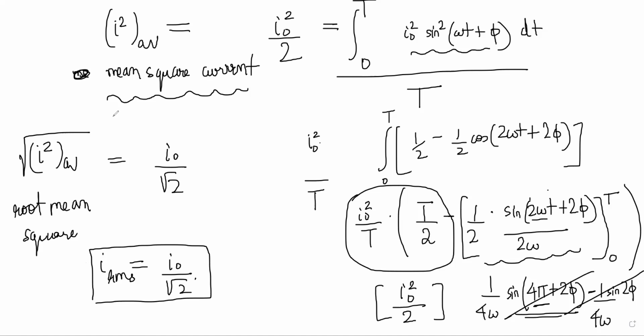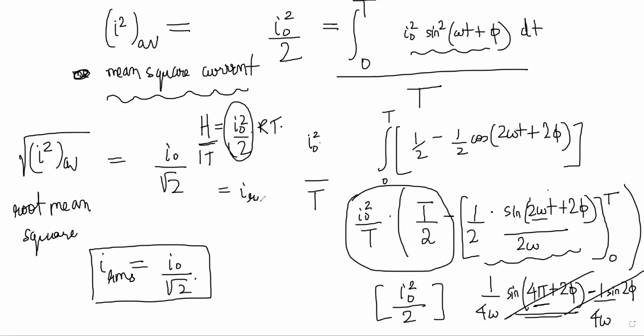Obviously, that will be wrong because current is not a DC value of I naught, right? I will have to use something which approximates the I square average. So what is that? Mean square current, so I naught square by 2. Heating effect over one time period will simply be I naught square by 2 into RT, because this is the mean value of I naught square, right?